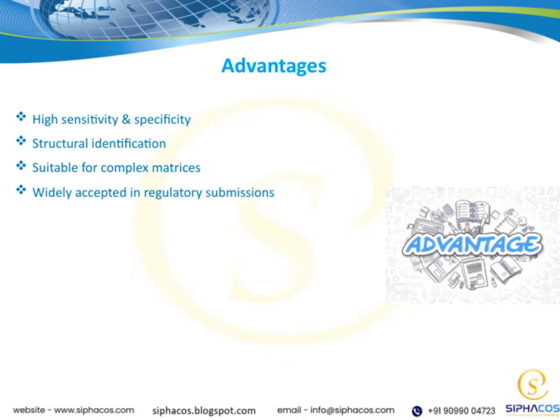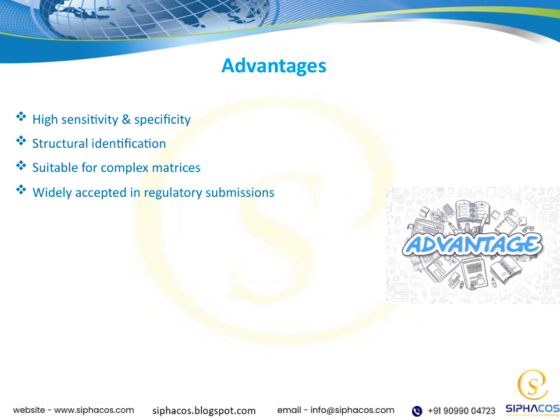Let's take a look at some of the key advantages of this analytical approach. First, it offers high sensitivity and specificity, meaning it can detect even tiny amounts of a substance while accurately distinguishing it from others. This is crucial for reliable results. Next, it excels in structural identification, so we can determine not just the presence but the detailed structure of compounds, which adds confidence to our analysis.